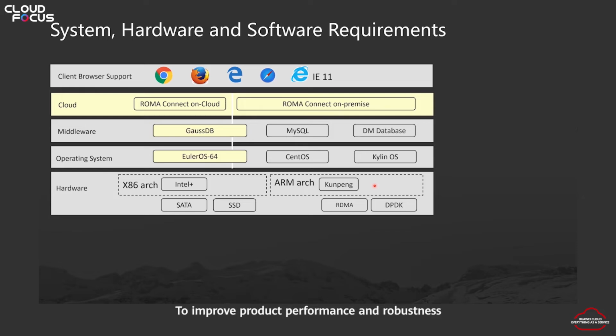To improve the product performance and robustness, customers can also choose some hardware enhancements like SSDs, DPDK, and NICs technology in scenarios that require extreme performance, especially for private cloud and hybrid cloud use cases. The product runs on the 64-bit Linux operating system and supports multiple operating systems in different scenarios.